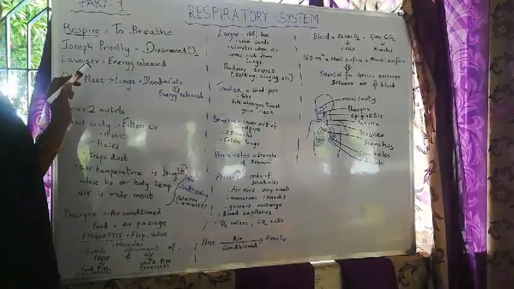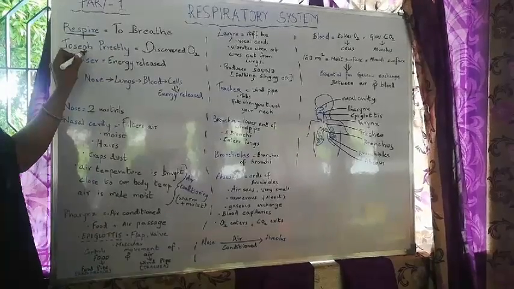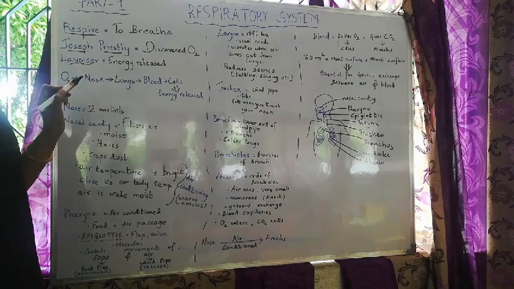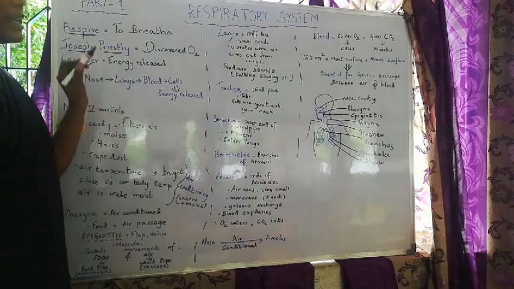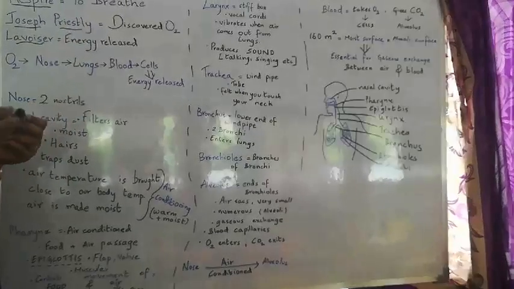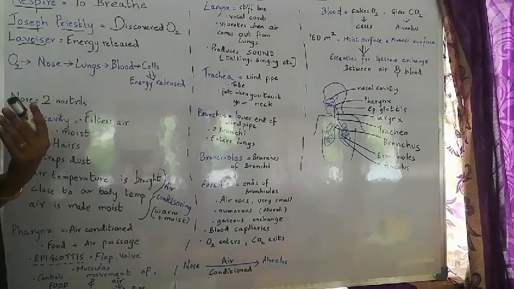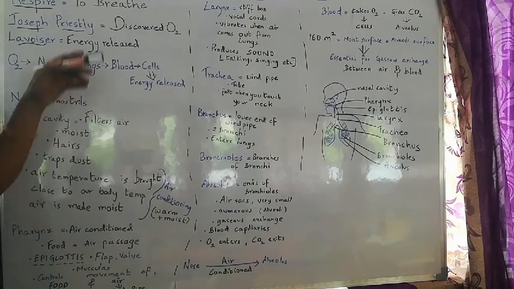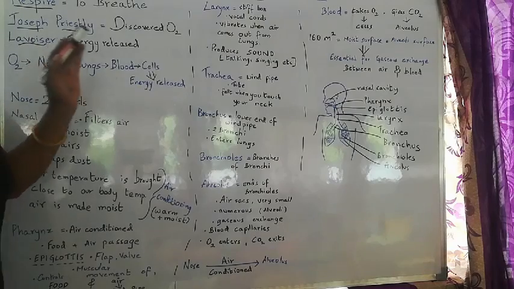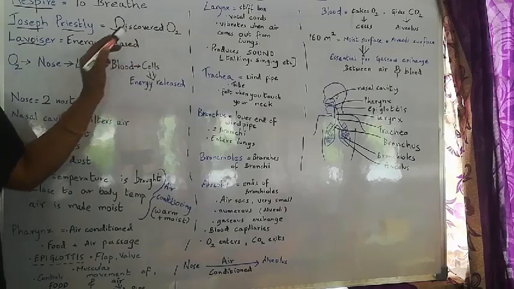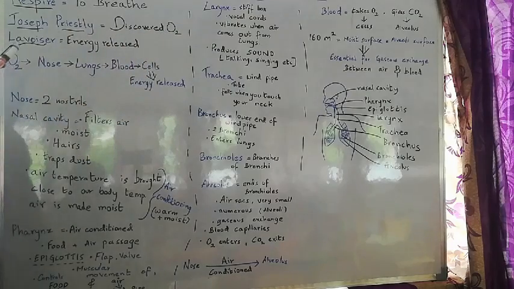Joseph Priestley and Lavoisier. Joseph Priestley is the scientist who discovered oxygen. Till then, we were breathing some air which helps us produce energy, but we didn't know what that air was. So this scientist recognized that air, discovered it, and named it oxygen.